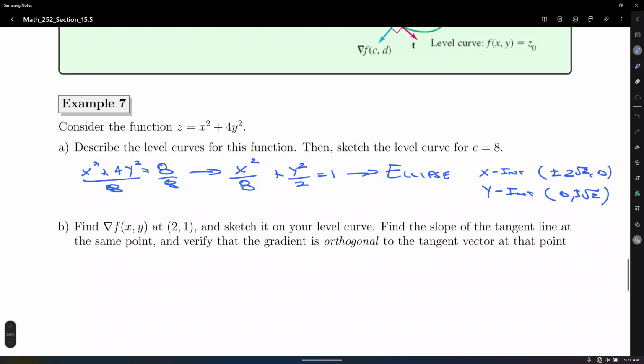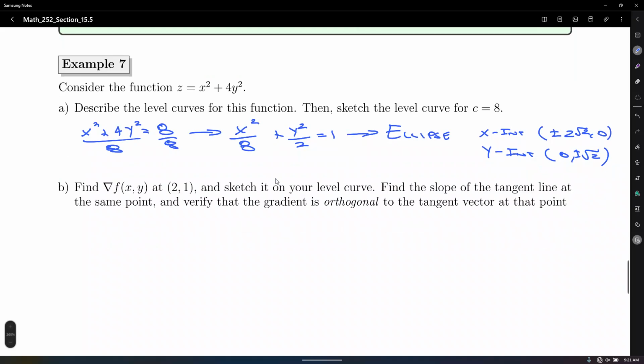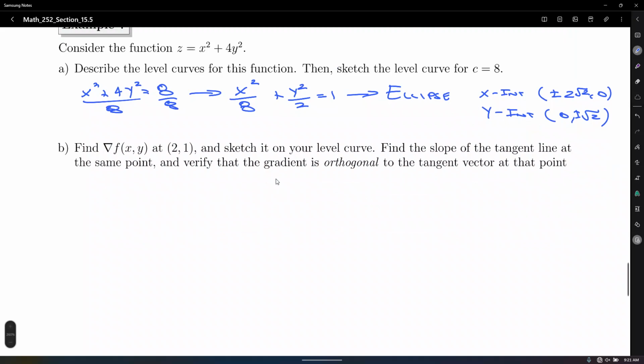They're asking us to find the gradient at the given point 2, 1 and sketch it on the level curve. Find the slope of the tangent line at the same point and verify that the gradient is orthogonal to the tangent vector at that point, which is what we have in the definition. So this exercise is to see this in action and to verify the orthogonality of the two vectors involved. Number one, let's find the gradient.